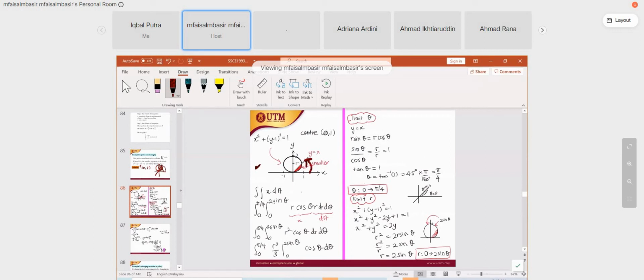Y to X is exactly 45 degrees. Sorry, 45 degrees, not percent. So your angle is 0 to pi over 4, no problem. But for your radius, it is from this center to here. Somehow, if I draw, it is like this, from the center here. So you are from 0 to something here.